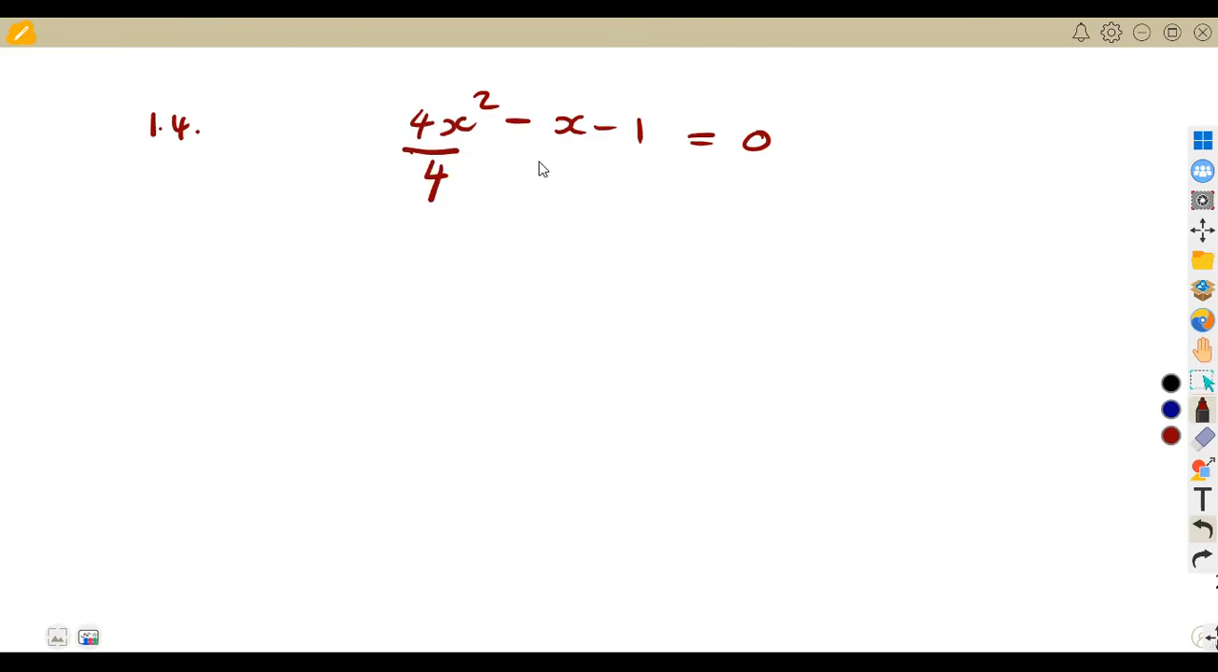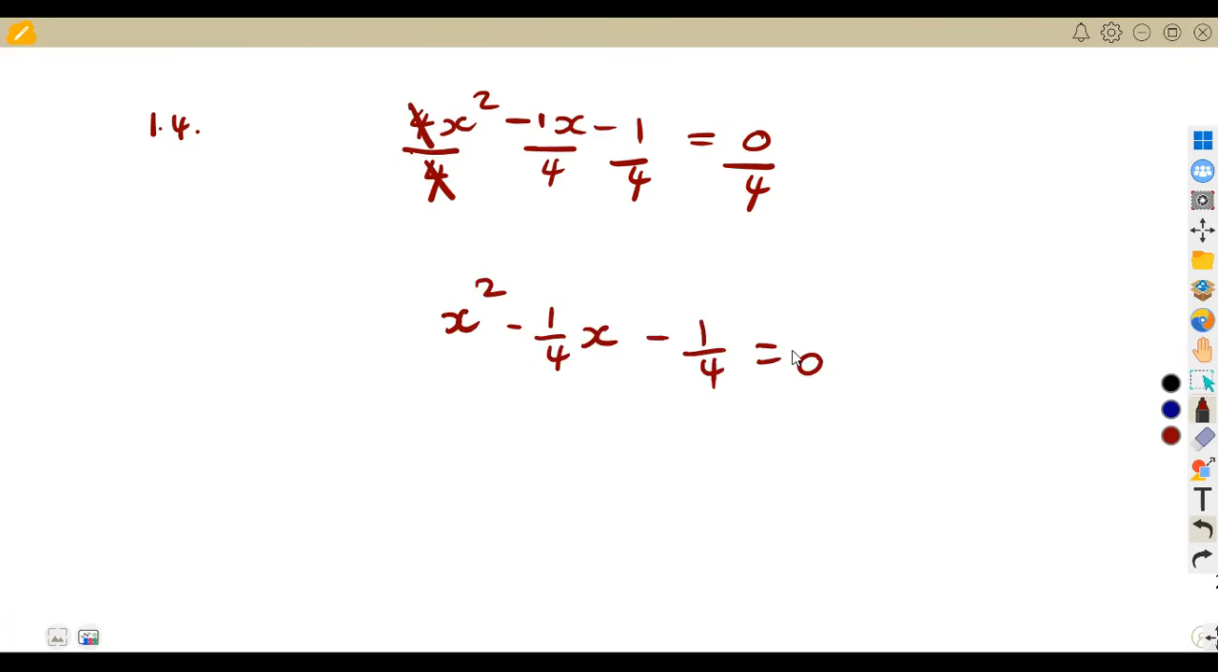So how can we do that? We simply divide every term by the coefficient, which is 4. So if we divide by 4, what does it mean? It means we're going to cancel this part. That will be x squared. This one is the same as minus 1 over 4 x. So it's the same as x squared minus 1 over 4 x minus 1 over 4 equal to 0 divided by 4. That's a 0, okay? So remember your stages.